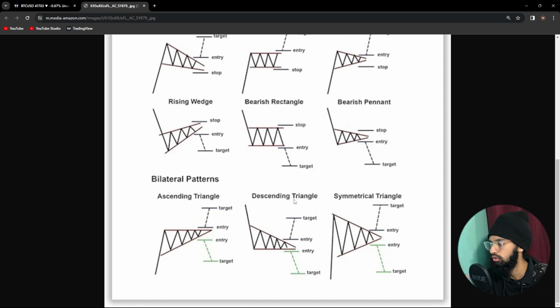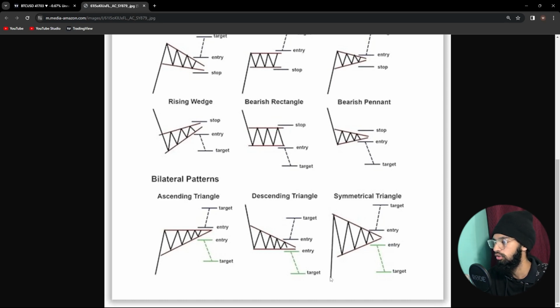Same thing for a descending triangle. If it's coming down and it does a zigzag pattern, in this case the bottom line is a straight line and the top is slanted. So this is undecided where the market will go, so it can go both ways. If it does a breakout right here, that means it's going to go up, and if it does a breakout right here, that means it's going to go down.